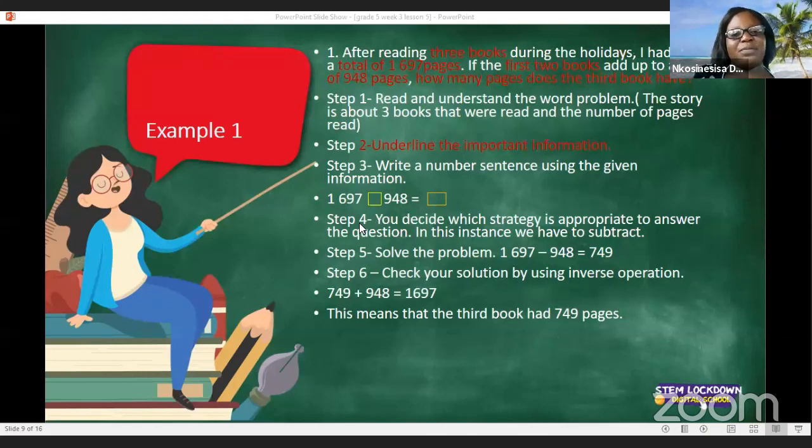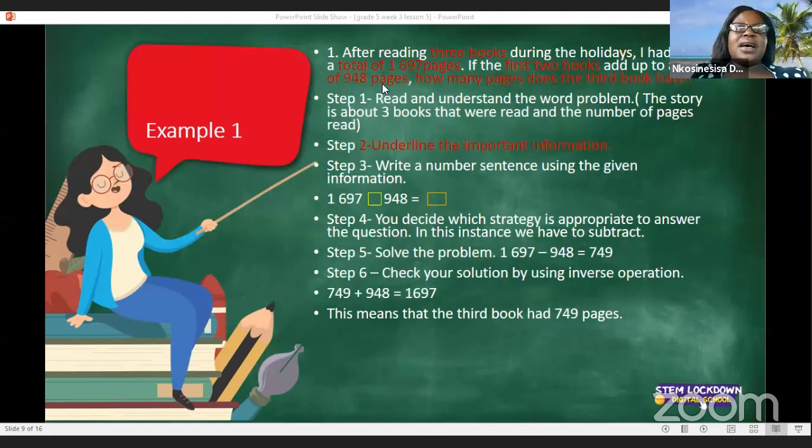And then we come to step 4. You decide which strategy. For grade 5, the strategy is either you minus, or you times, or you divide, or you subtract. So you decide which strategy is appropriate to answer the question. Are you going to say divide? Is your answer going to make sense? Are you going to say multiply? Is your answer going to make sense? Are you going to say plus? Is your answer going to make sense? Or are you going to subtract?